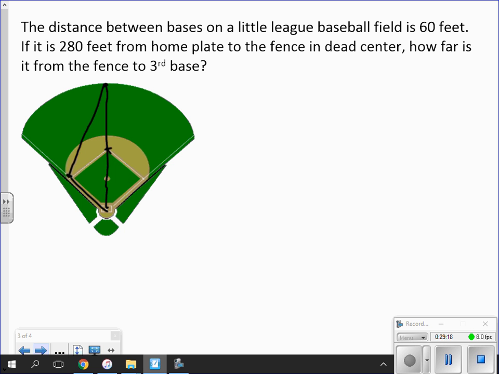So, this is what we got. We know that it's 60 feet between bases. We know it's 280 from home plate to the wall. We're looking for this here.